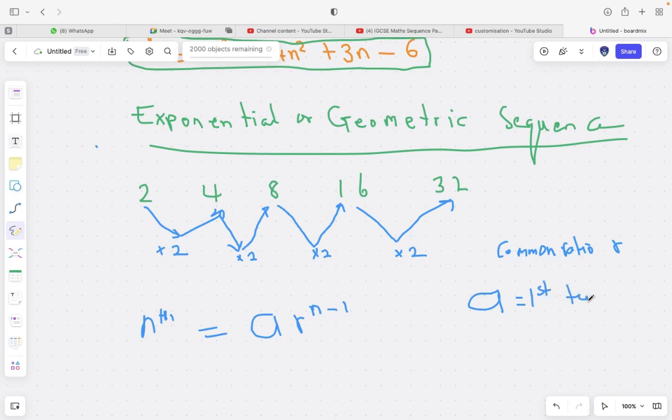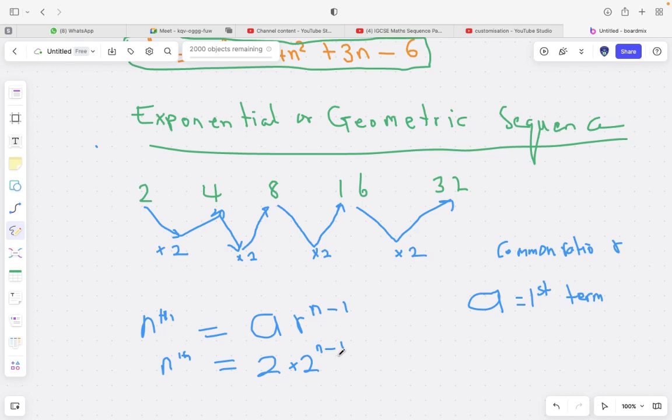First term. So, if that is so, and then the common ratio is 2. A is 2, common ratio is 2. So if you ask to find the nth term of this sequence, the nth term will be 2 multiplied by 2 raised to power n minus 1. So this will be the nth term for this sequence, right?